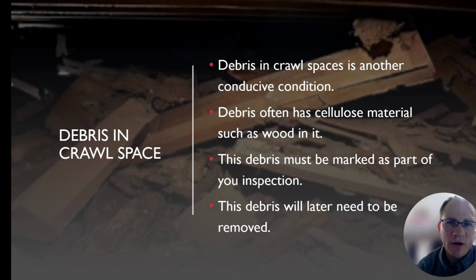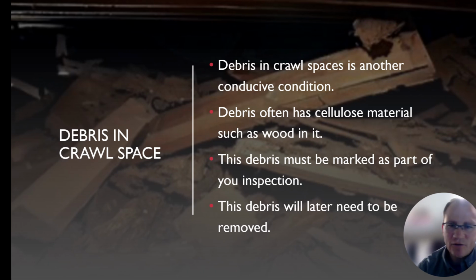Moving further along on our inspection, we need to look for things like debris in the crawl space. Debris in a crawl space is obviously another conducive condition. Debris often has cellulose material in it, such as wood. The debris must be marked as part of your inspection on the graph, just like everything else we've talked about. Debris always needs to be removed later. As you can see in this photo, there's definitely things like wood and debris under crawl spaces usually. Any of that is going to be an absolute buffet for termites.